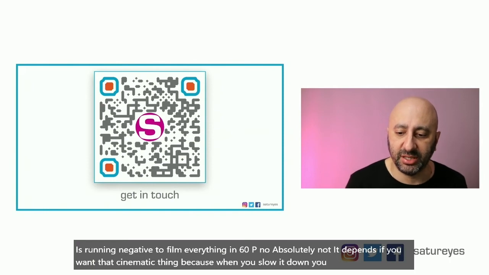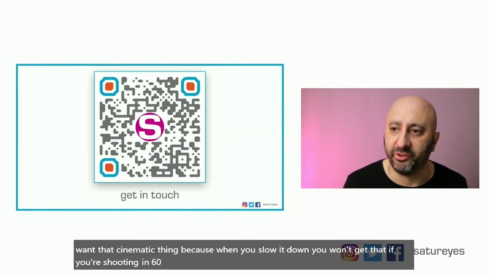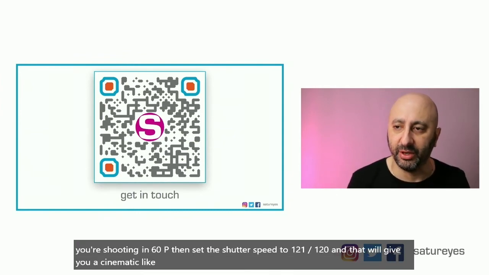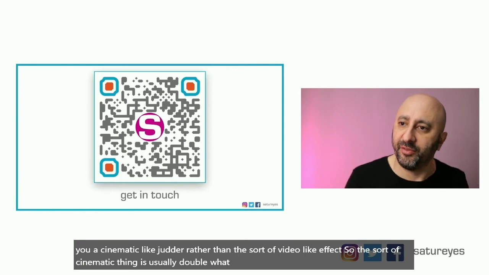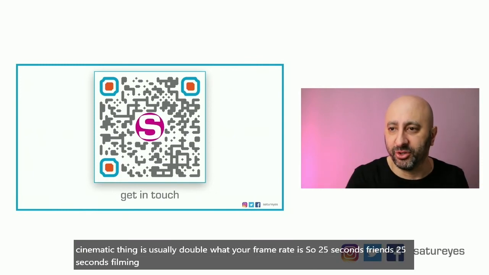If you're shooting in 60p, then set the shutter speed to 1/120, and that will give you a cinematic-like judder rather than the sort of video-like effect. So the cinematic thing is usually double your frame rate. So 25 frames a second filming in camera, put your shutter speed at a 50th.